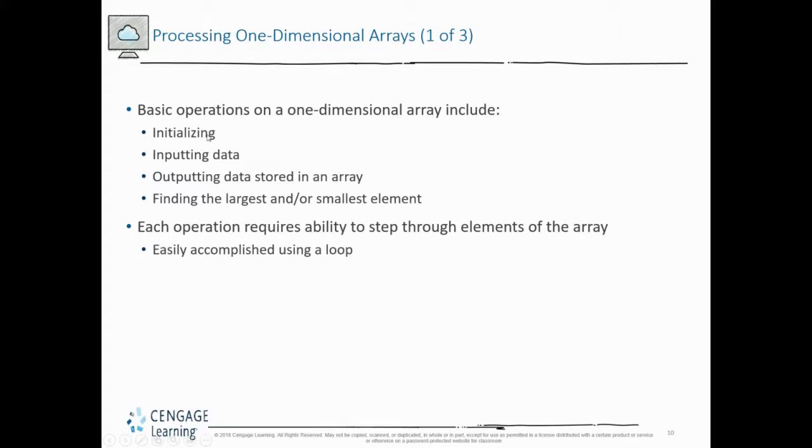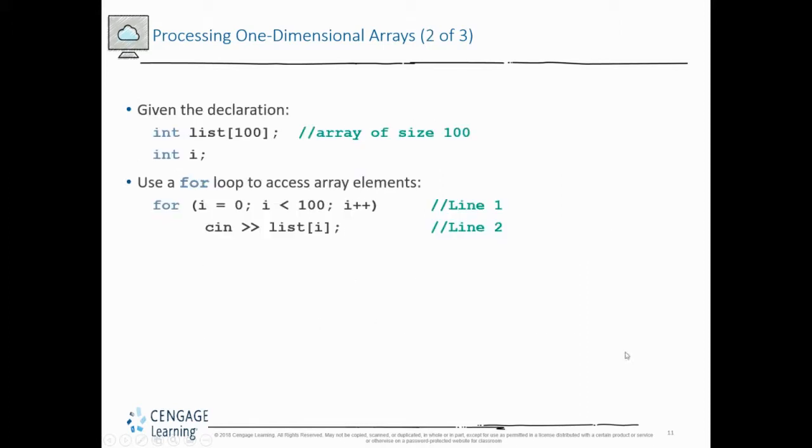All right, so anyway, we initialize, then we input the data, then we output the data stored in an array, and we find the largest and or smallest element. So this part right here is part of 8.2 and 8.3, which I already said. Each operation requires the ability to step through elements of the array. How do we step through an array? We're going to do it using a loop, no doubt about it.